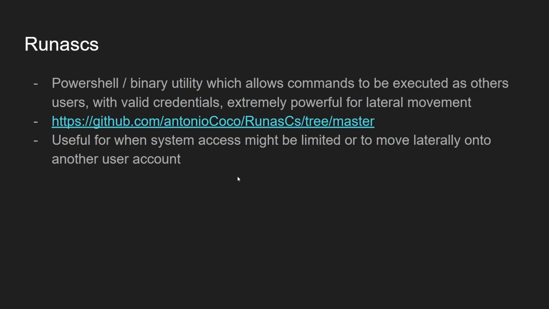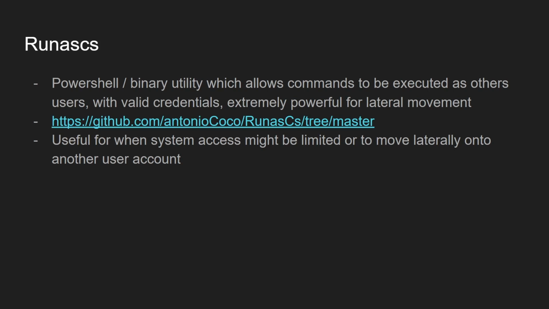Very quickly as well, RunasCs. This is a PowerShell or a binary utility which allows commands to be executed as other users. This is really good if for whatever reason you can't escalate, or you can only have one instance on a machine, or if you're already on a machine, like maybe a red team scenario, things like that, and you want to authenticate as a different user.